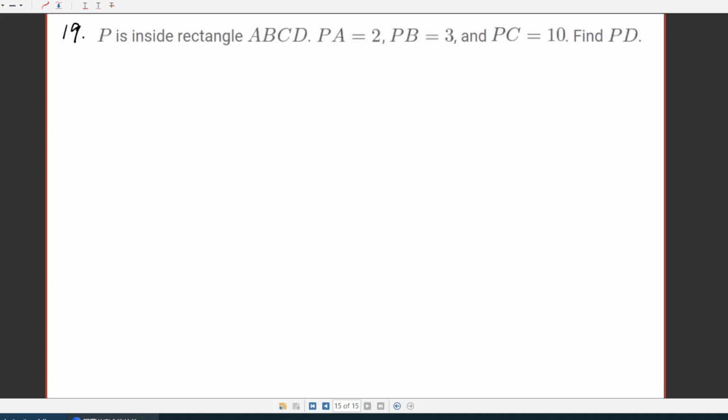Okay, question 19. P is inside a rectangle ABCD. PA equals 2, PB equals 3, and PC equals 10. Find PD. Okay, first of all, let's draw the corresponding rectangle.